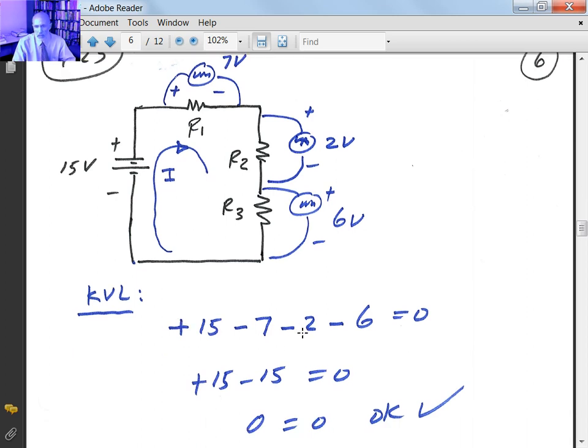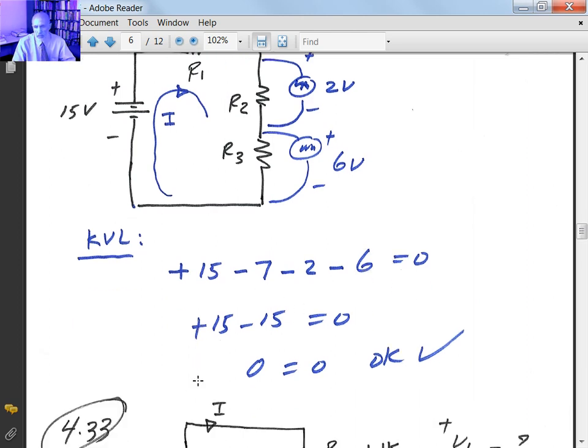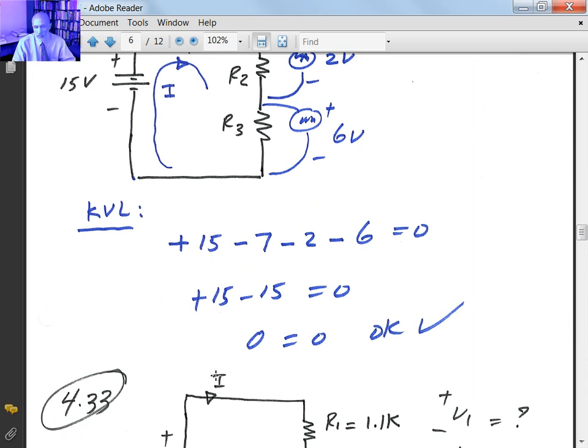So 7 plus 2 plus 6, that gives you 15, so it's minus 15. 15 and 15 will cancel out.